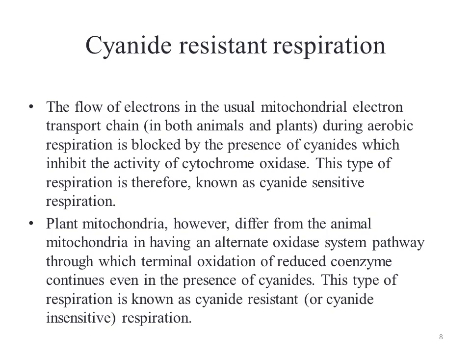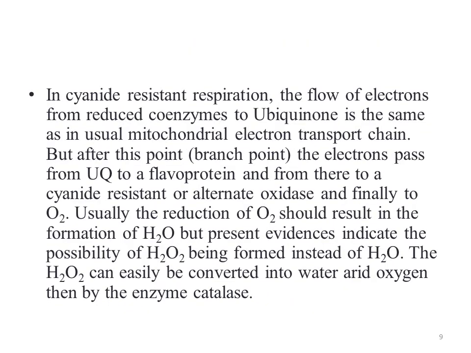Plant mitochondria, however, differ from animal mitochondria in having an alternate oxidase pathway through which terminal oxidation of reduced coenzyme continues even in the presence of cyanide. This type of respiration is known as cyanide resistant or cyanide insensitive respiration. In cyanide resistant respiration, the flow of electrons from reduced coenzymes to ubiquinone in the Q cycle is the same as in the usual mitochondrial electron transport chain.